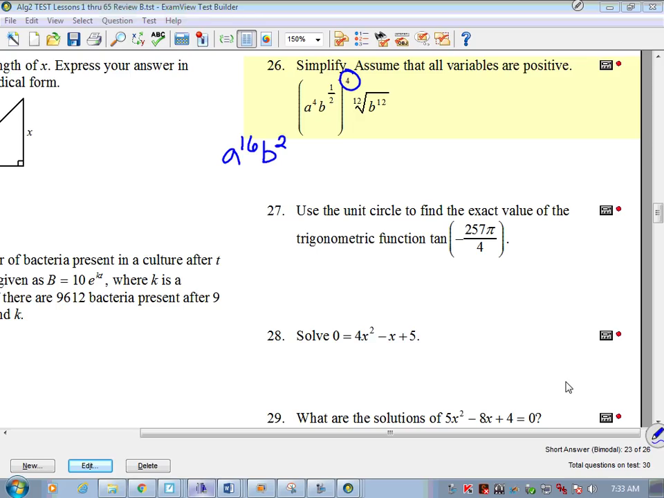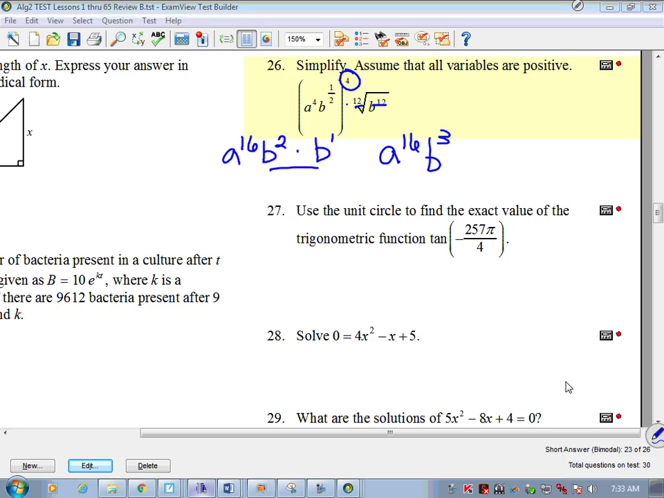1/2 times 4 is 2. Okay, so I'm getting that, and I'm multiplying this. So this b, I'm going to take that 12 divided by this 12. 12 divided by 12 is 1, so that's times b, which is really b to the first, which means here I'm going to add those exponents. So I should get a to the 16th b cubed.